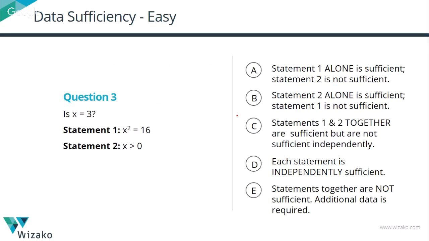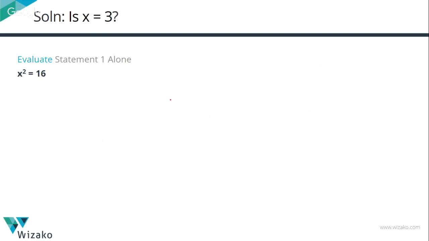I'm going to move on to question 3. Again, the same question: is X equal to 3? So the question part of it we can quickly skip through. Let's evaluate statement 1. Statement 1 tells us that X square equals 16. So X could be a 4 or X could be a minus 4. Either of these will land up with X square being 16.